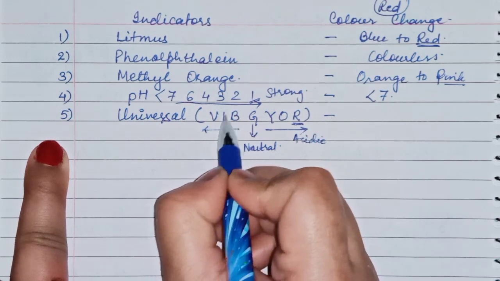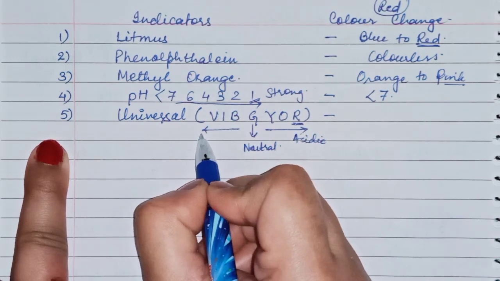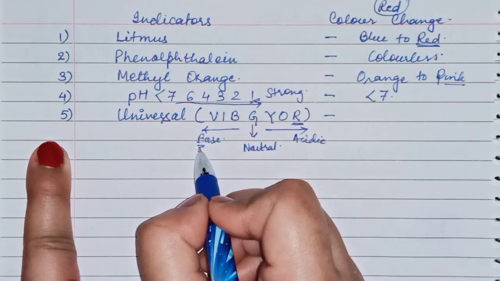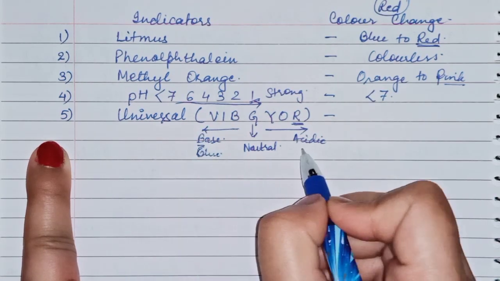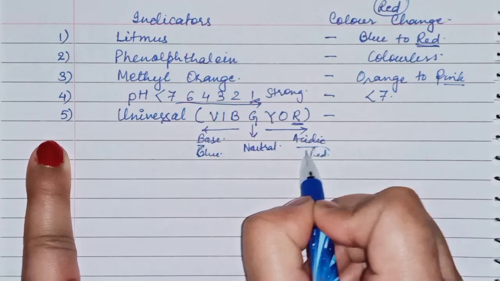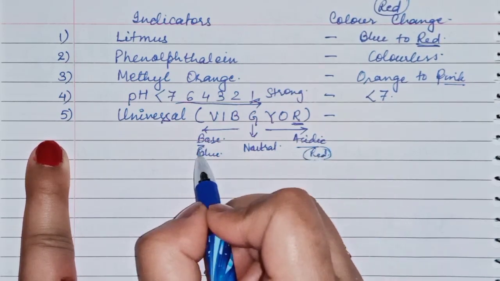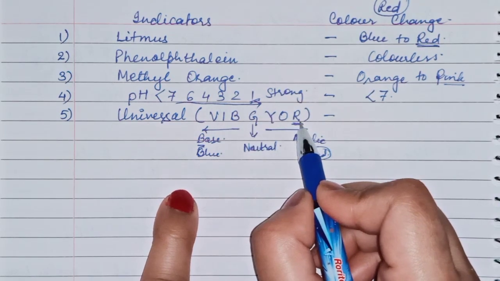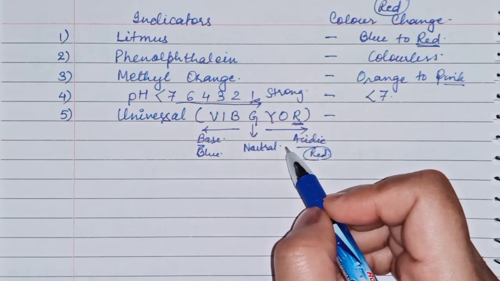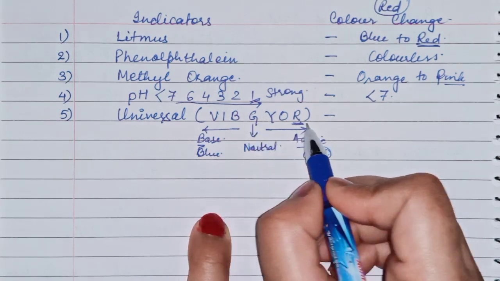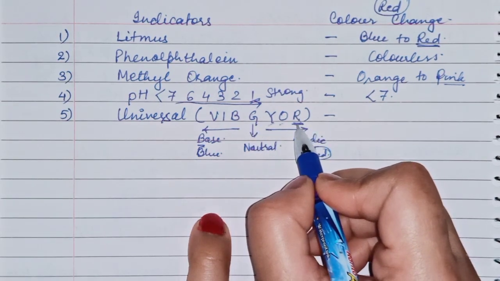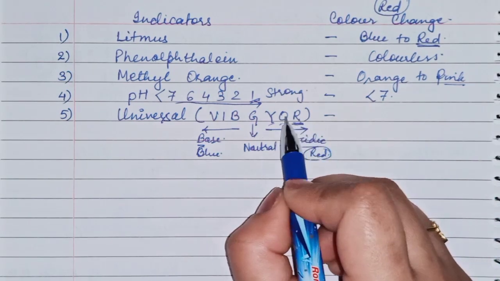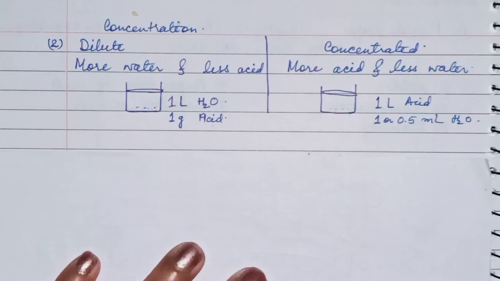And when you are moving towards blue, then it is a base. B is for blue, base, and acid is red. Remember this point: acid is red and base is blue. So when it is moving towards red, then it is a strong acid. If it is yellow, orange, or red, then it is acidic. If it is red, then it is a strong acid, and yellow is a weak acid.